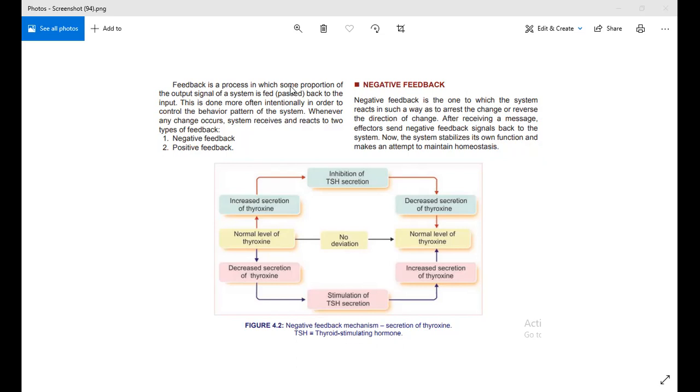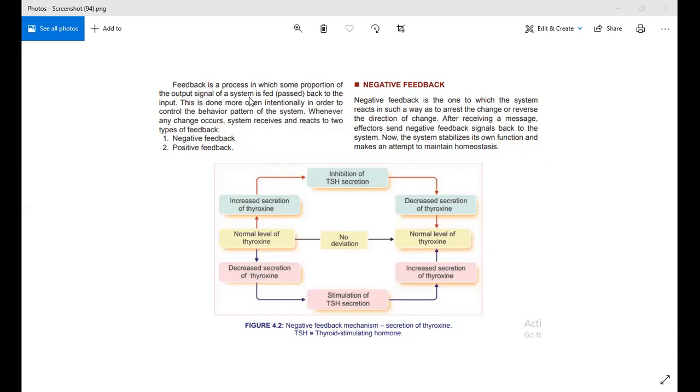Why? Because when detectors detect something, they send messages to controllers, and the controllers send messages to effectors, and then effectors react to bring about a certain change, which is the output. But that output must be communicated back to the initial input, either to the control center or to the effector. So that will now help the effector or the control center to know whether to stop the action or to continue the action. So that is feedback mechanism. In simple terms, a feedback mechanism simply involves some proportion of the output signal of a system being sent back to the inputs.